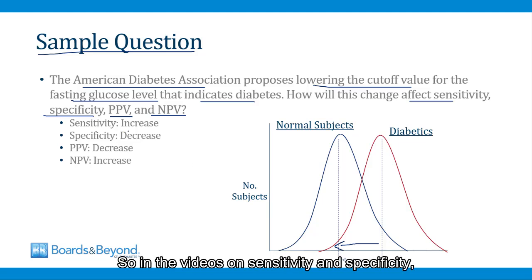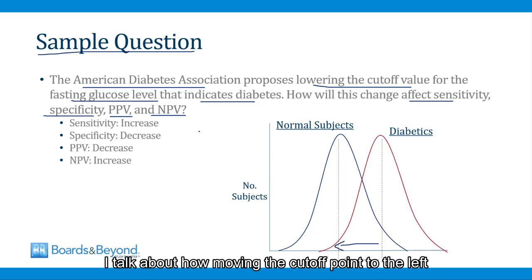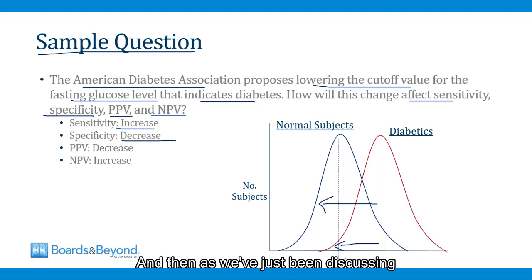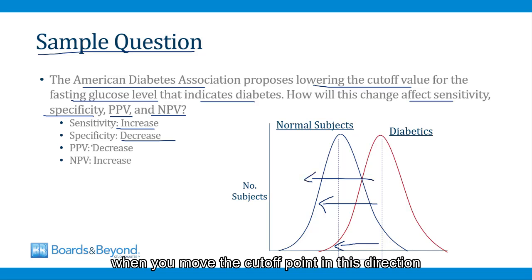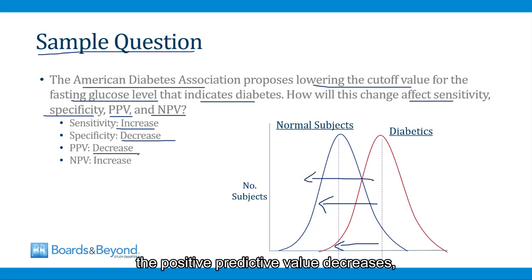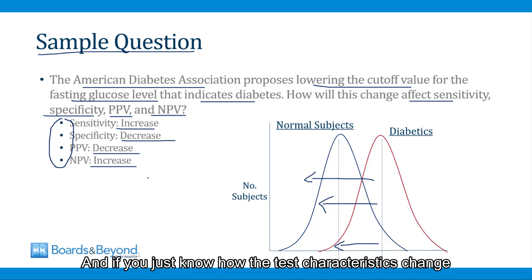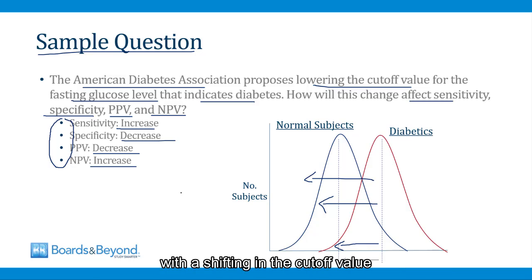So in the videos on sensitivity and specificity, I talk about how moving the cutoff point to the left increases sensitivity and decreases specificity. And then, as we've just been discussing on the last few slides, when you move the cutoff point in this direction, the positive predictive value decreases and the negative predictive value increases. Make sure you understand the reason why this is the answer to this question. These types of things are often shown to you on your board exams, and if you just know how the test characteristics change with a shifting in the cutoff value, you'll be able to answer the question easily.